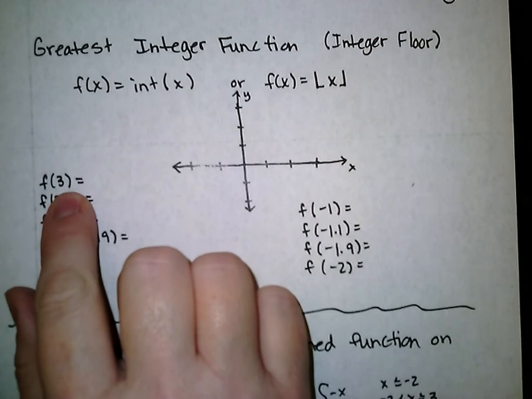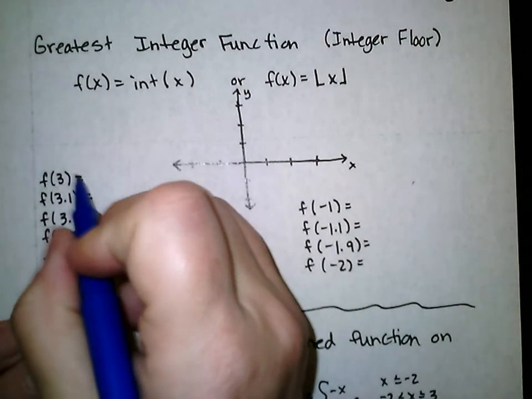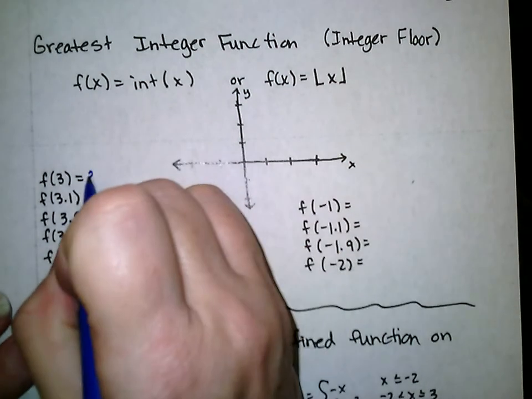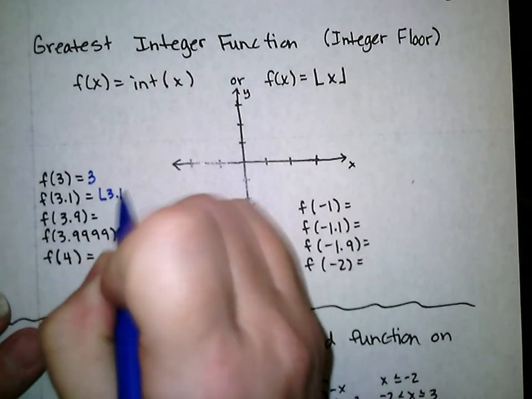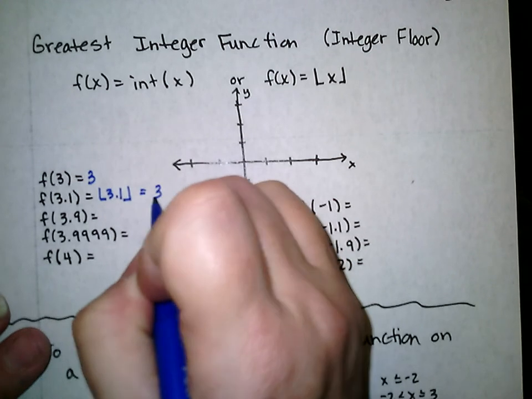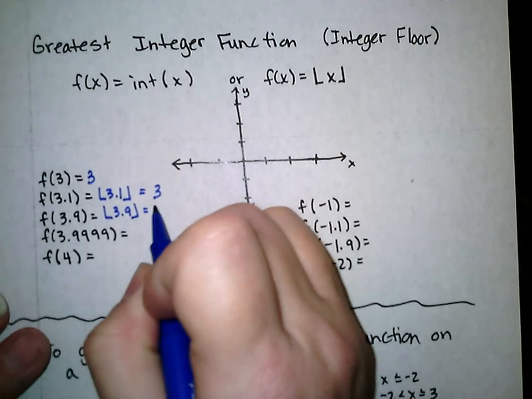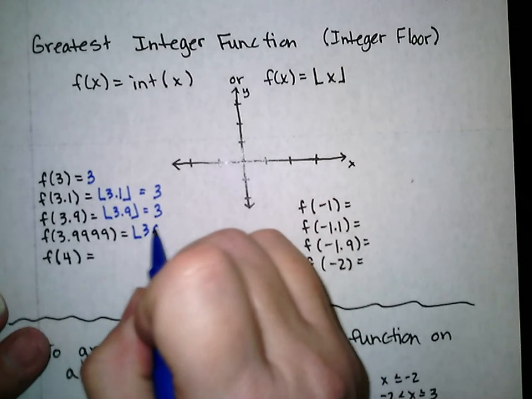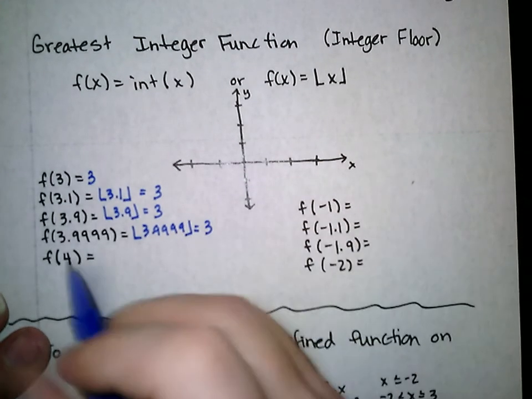So like 3 would stay 3 because if I drop it down to its next lowest number, it's still 3. 3 is the next integer. 3.1 drops down to 3. 3.9 drops down to 3. 3.9999 drops down to 3. But 4 stays 4.